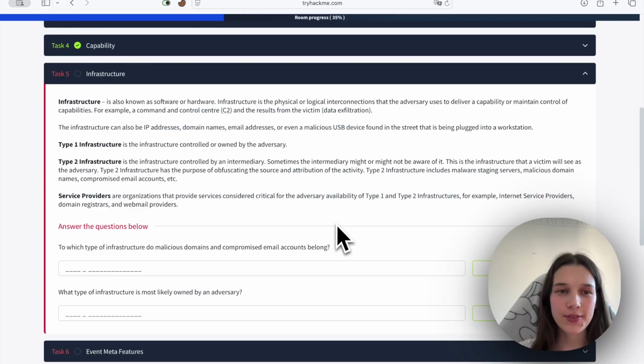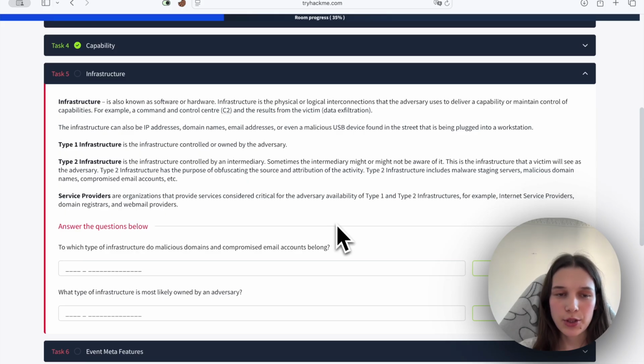Next we go to infrastructure. Infrastructure can be software or hardware, and type 1 infrastructure is controlled and owned by the adversary. Type 2 is basically the middleman, so it can be another organization that was hacked, and from their servers and computers the attack was executed on another organization without them knowing, or maybe they did know. So that's type 2 infrastructure.